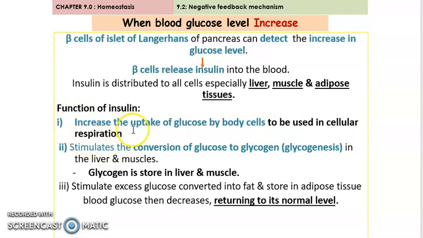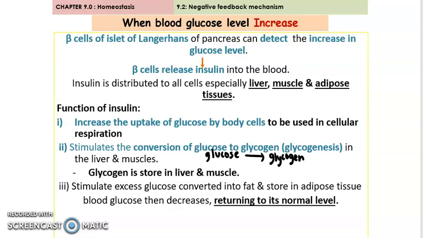This one we have discussed before. So when there is an increase in the blood glucose level, the beta cell of the islet of Langerhans secretes insulin. One of the functions of insulin is to increase the uptake of glucose by body cells to be used in cellular respiration, because glucose is the main substrate involved in cellular respiration. Second, insulin also stimulates the conversion of glucose to glycogen. So glucose is converted to glycogen.